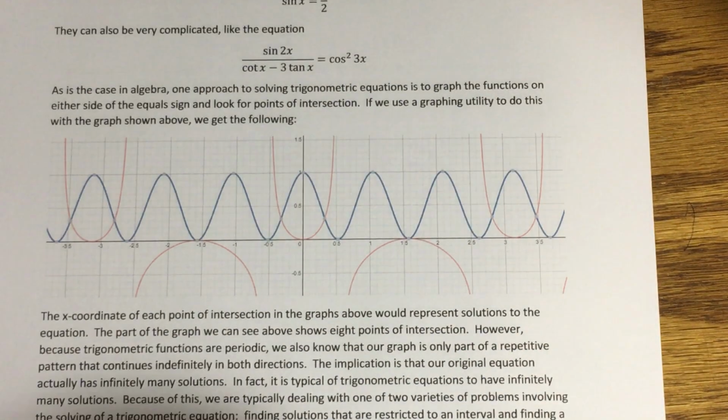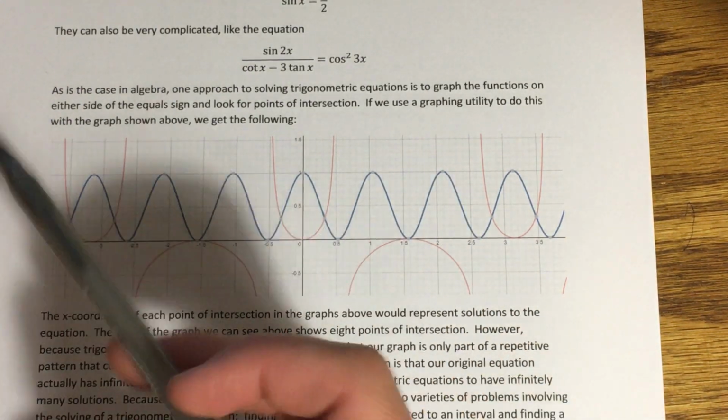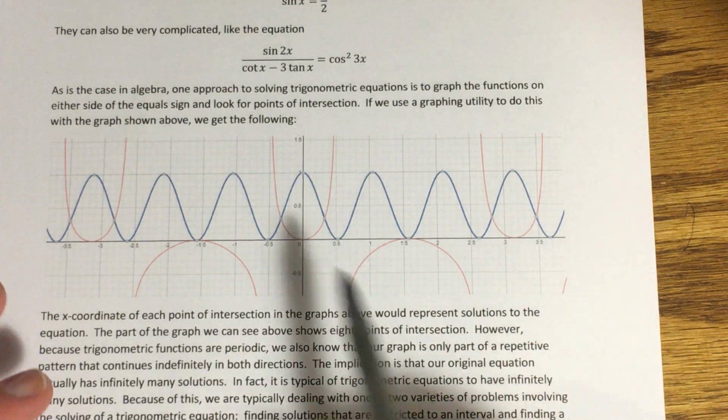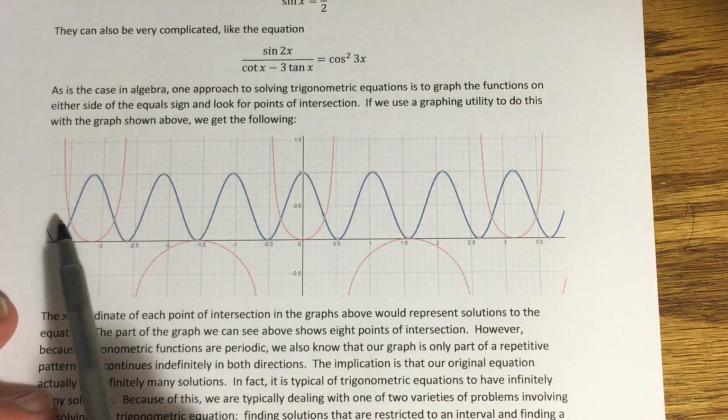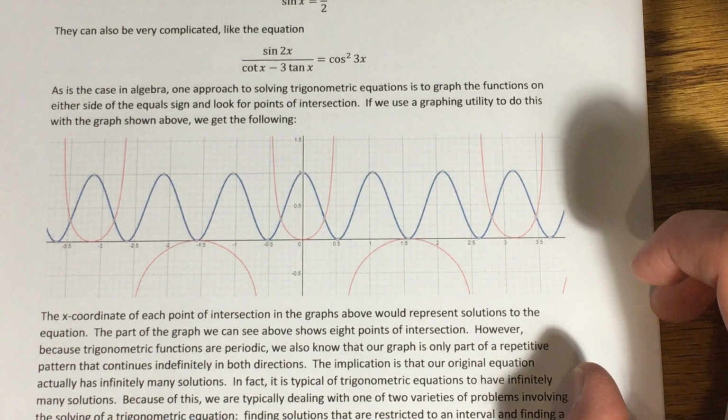If I were to zoom out, you would see that this graph continues this pattern. And that's not surprising. Trigonometric functions are periodic, which means they have a repeating pattern. So what we're seeing here is just a piece of a pattern that goes infinitely in both directions.